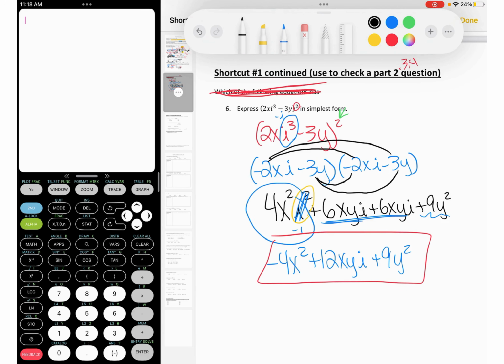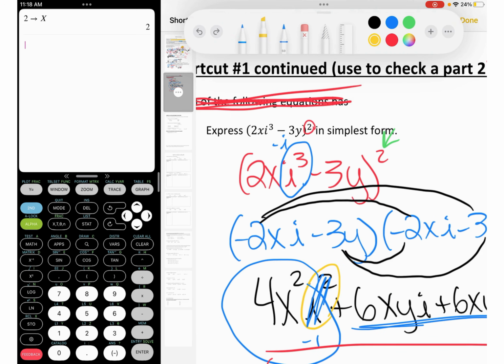To do the check, you can do your 2 store x, plug it into your original, plug it into your answer, and they should be equivalent. So I'm going to show you 2 store x, enter. The original was this right here, so I'm going to type this in exactly as I see it. So parentheses, 2xi to the third minus 3.